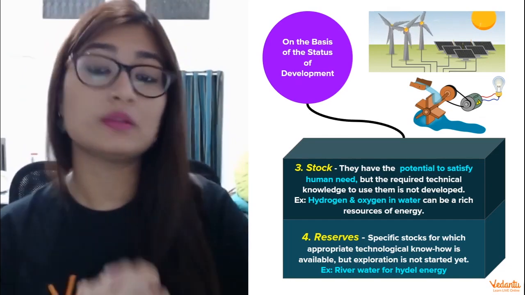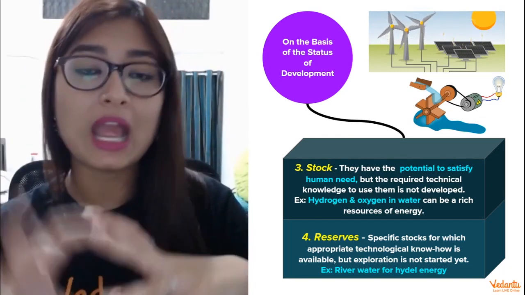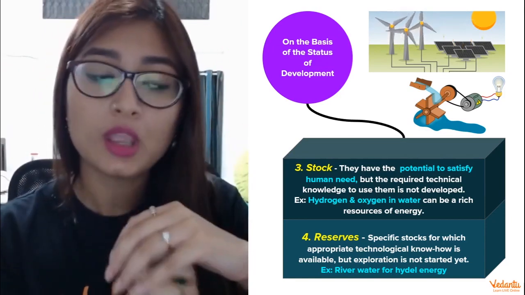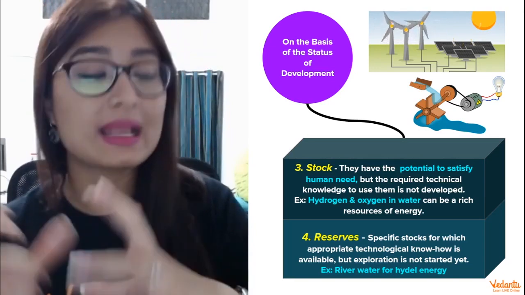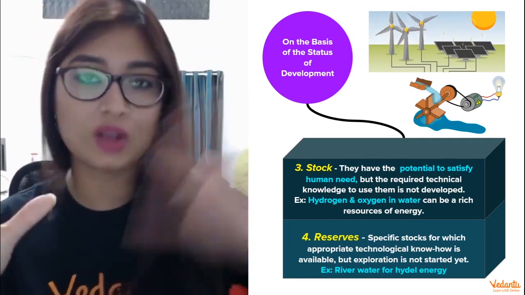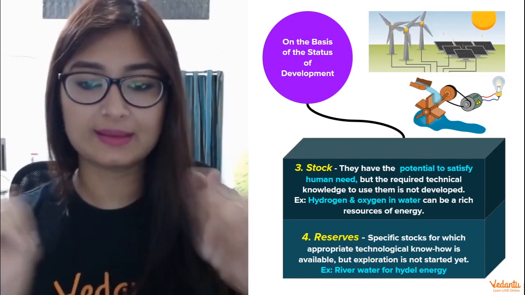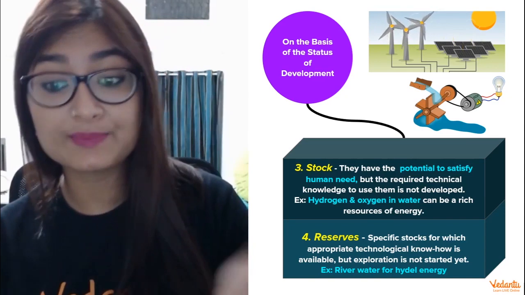Then comes reserves. In a broad umbrella, I would put it under stocks only. So you can say it is like a part of the same group as stock. It is like stock's brother. Reserves are like stock's brothers or sisters, siblings. They kind of belong to the same group or family. Now, what do I mean by this?